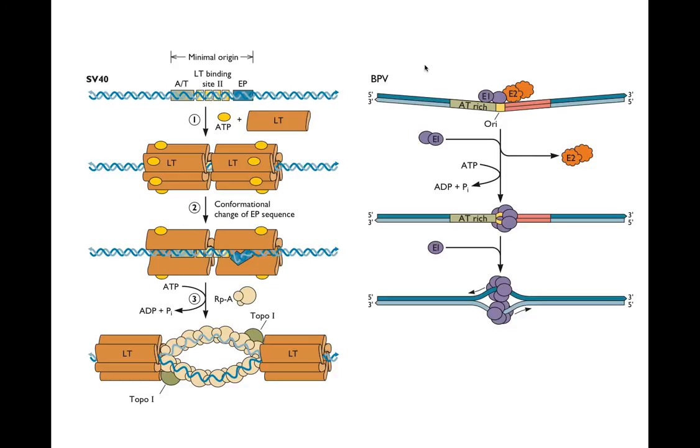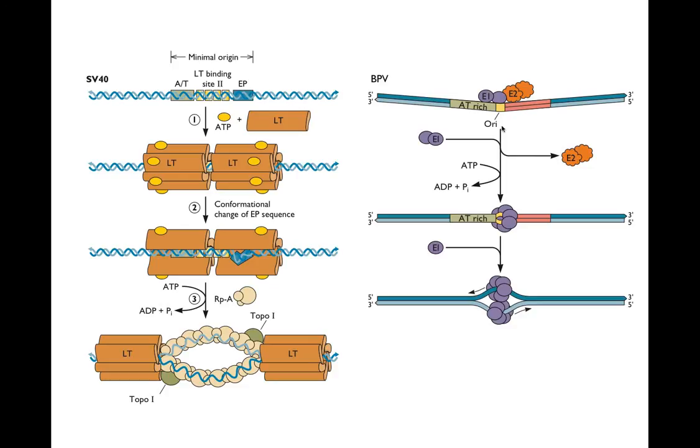On the right is an example of a papillomavirus origin of replication. This is another small DNA virus with a double-stranded circular DNA genome. Papillomaviruses, as the name would suggest, are involved in the formation of warts, papillomas. And there are papillomaviruses of many different animals. BPV happens to be bovine papillomavirus. This causes warts in bovine species, cows. There are human papillomaviruses, of course, that cause warts, and some of those also cause cervical cancers.